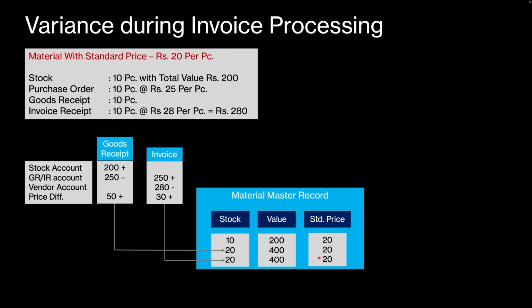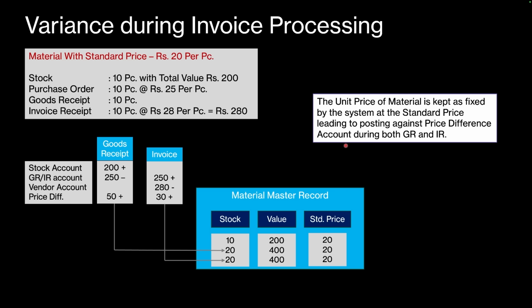So this is the effect of standard price control, that at each stage your standard price is not going to change. System will keep on posting the differential amounts in the price difference account. So you can see here the unit price of material is kept as fixed by the system at the standard price, leading to posting against price difference account during both goods receipt and invoice receipt.